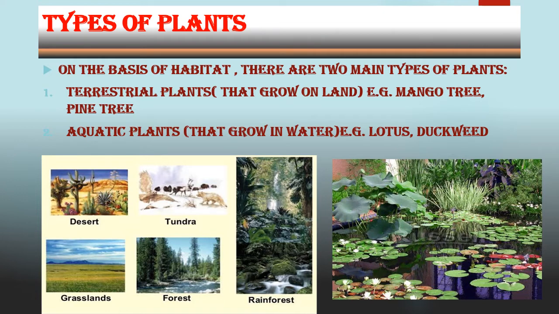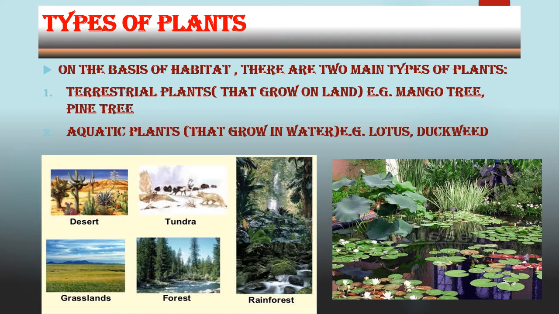plains, grasslands, etc. The examples of such plants are mango tree, pine tree, coconut, mesquite bush, cactus, mangrove, and many more.